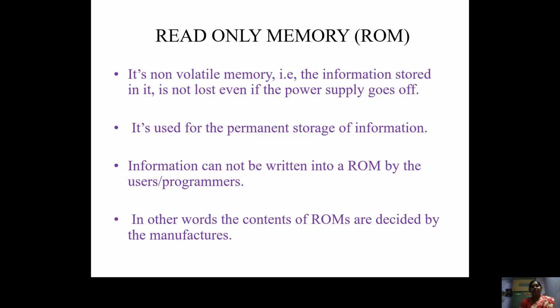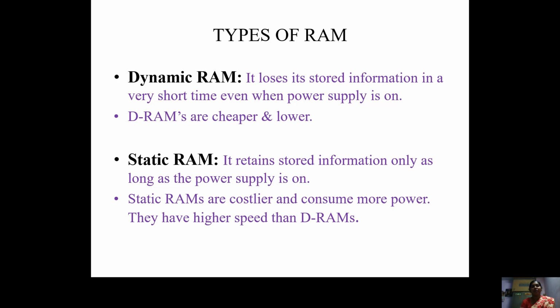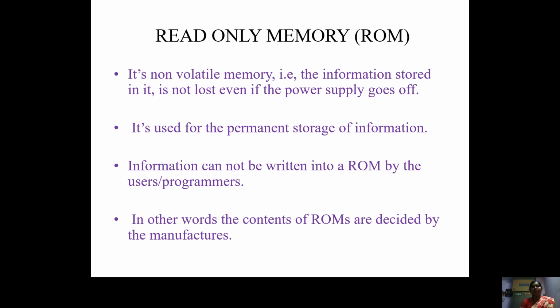When we discussed the types of RAM, RAM is volatile. Why? Because it loses its information as soon as the power is off. When the power is not available, RAM loses all of its data. That is why RAM is volatile memory, whereas ROM is non-volatile memory because it can retain its information though the power supply goes off.